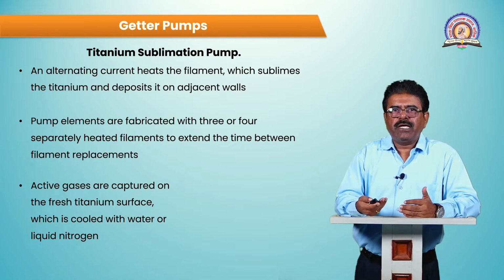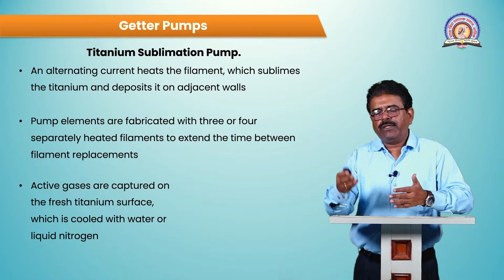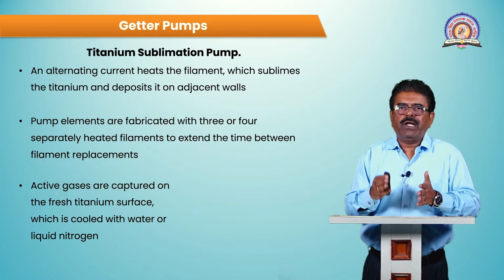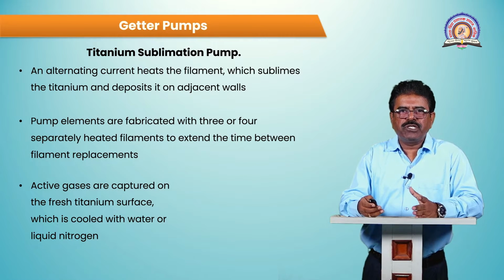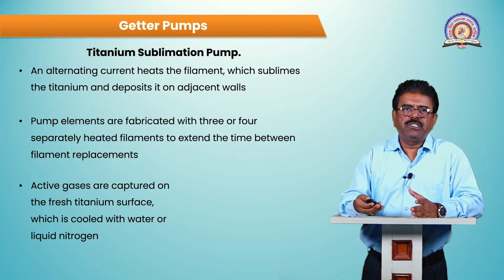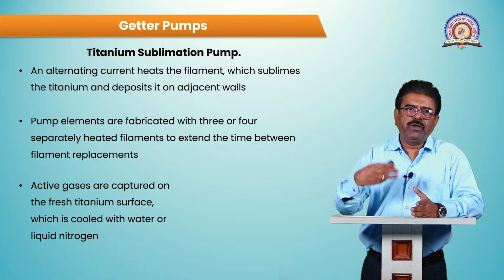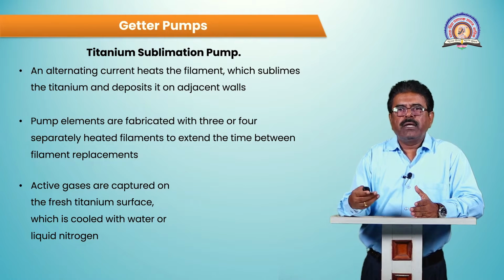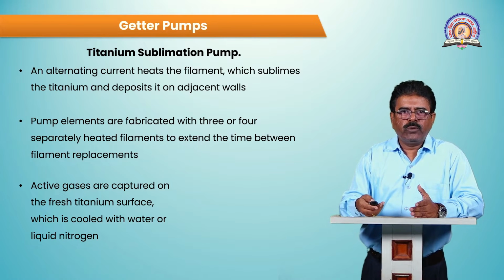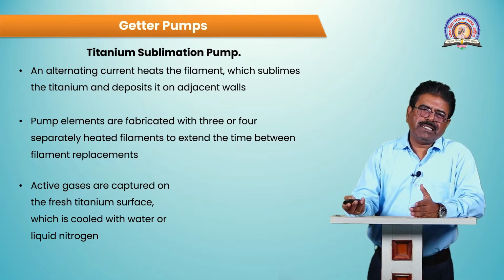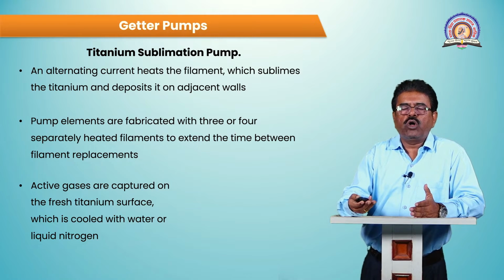The pump elements are fabricated with 3 or 4 separately heated filaments, because when you start the process of creating vacuum, one bar or one particular element of titanium will not be sufficient. So simultaneously there are 3 or 4 such filaments placed inside the chamber, and one by one they are heated, so that the process of creating the surface getter will continue, and thereby the process of capturing the gas molecules will also continue. Some of the gases are very active, so they are captured on the fresh titanium surface, which is cooled with water or liquid nitrogen.